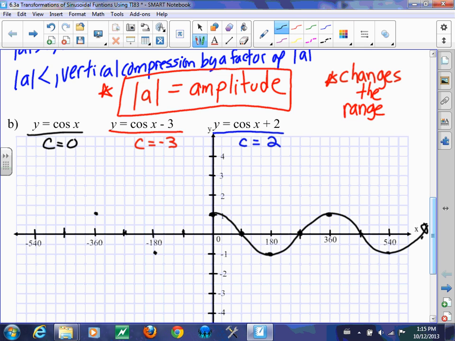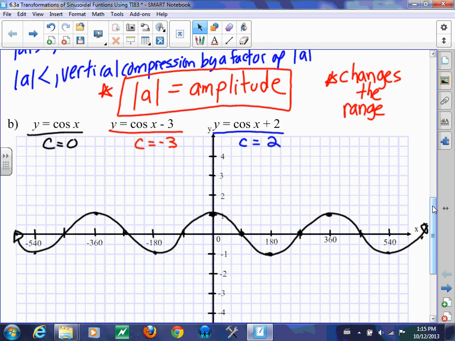And again, you're going to notice the same thing. You're going max, axis, min, axis, max, okay? All right, so there is our second base or parent function, cos x. Okay, and hopefully we reviewed the properties of that last class. Okay, now we're going to take a look at our second example.